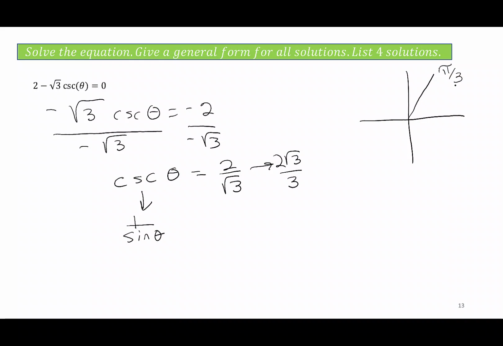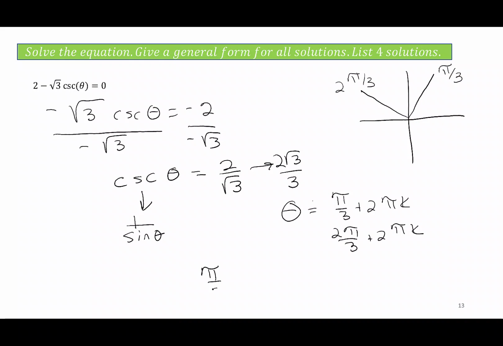Sine is positive in quadrants 1 and 2, so I know I also have an angle in quadrant 2, which would be 2 pi over 3. When I write my general form of the solutions, I think about theta being equal to pi over 3 plus 2 pi k and 2 pi over 3 plus 2 pi k. We're supposed to list 4 solutions. We already have 2. We have pi over 3 and we have 2 pi over 3.